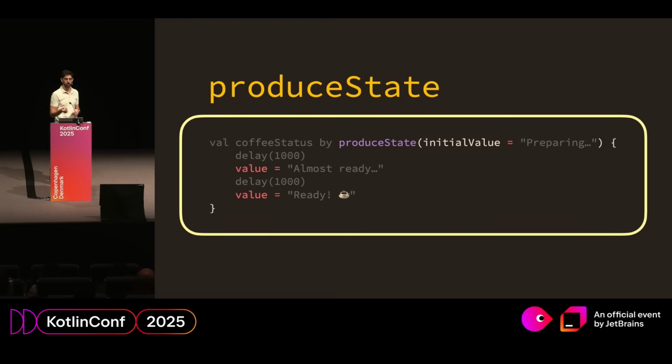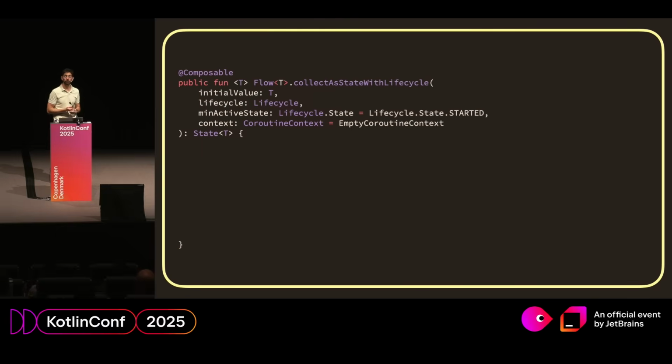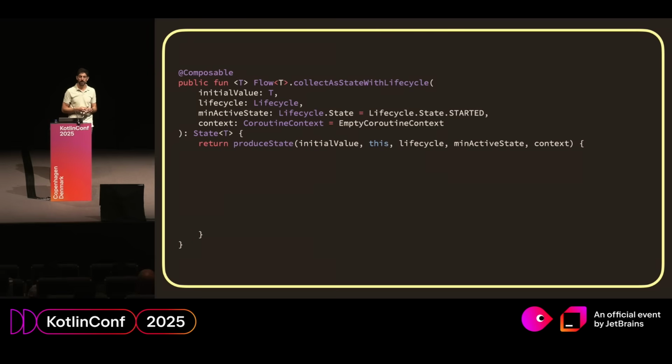How do we use produceState inside collectAsStateWithLifecycle? Again, very similar to what we've been doing so far. We are going to call produceState. We are returning the state produced inside. And then we are passing all the parameters that we are getting to the produceState. If any of these parameters change at the calling side, it's going to restart, right? We got a new value. We need to restart the lambda that we got here.